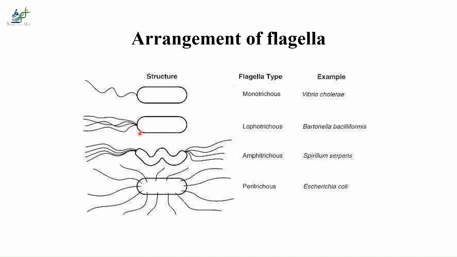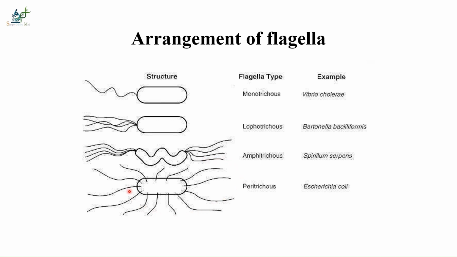In lophotrichous, many flagella can be seen at one portion or one end of the bacteria. We call it lophotrichous. An example is Bartonella bacilliformis. And in amphitrichous, many flagella can be seen at both ends of the bacteria. That is called amphitrichous. The example is Spirillum serpens.